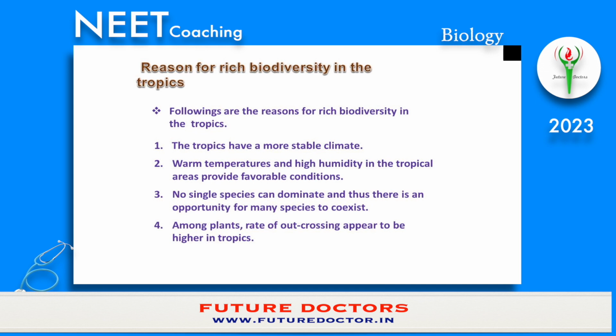Reasons for rich biodiversity in the tropics. The tropics have a more stable climate compared to the temperate. Warm temperature and high humidity in the tropical areas provide favorable conditions. No single species can dominate, and thus there is an opportunity for many species to coexist. Among plants, the rate of outcrossing appears to be higher in the tropics.